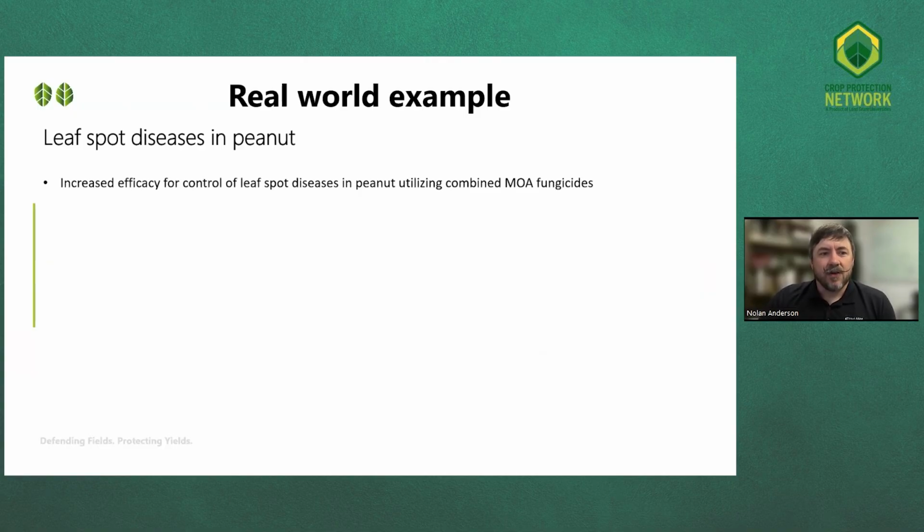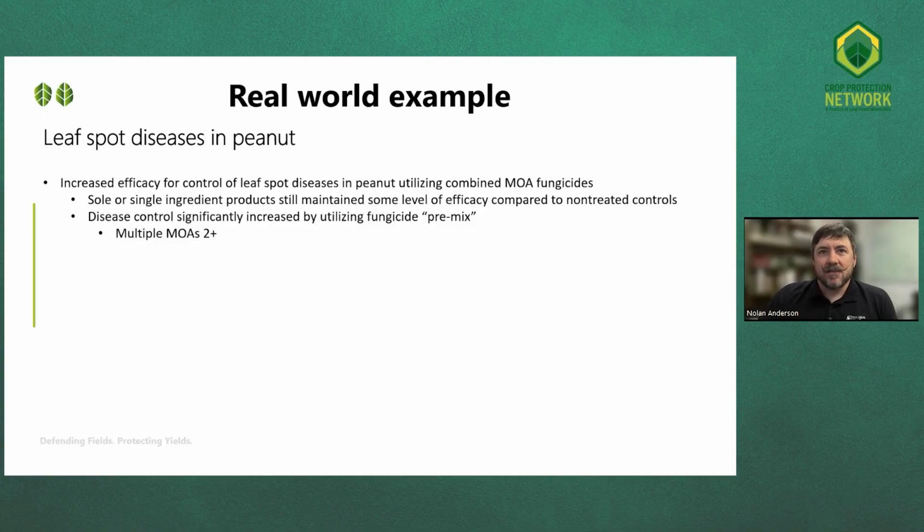Research has shown that increased efficacy for control of leaf spot diseases has been achieved by utilizing combined mode of action fungicides. In these cases, the single ingredient product still maintains some level of efficacy when compared to non-treated controls. However, disease control significantly increased by utilizing premixes or multiple modes of action within rotations, oftentimes including two or more modes of action.